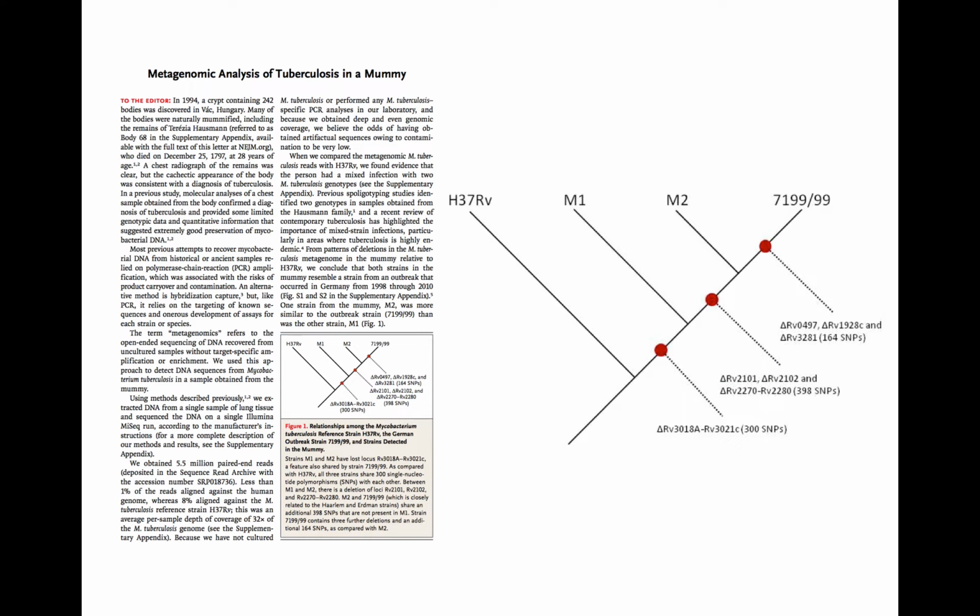So we wrote all that up. We got a paper in the letter in the New England Journal of Medicine. We drew our own little just so story tree showing how the type strain H37Rv, these mummy strains, and a lineage that was circulating in Germany at the time differed from each other. These deltas are the regions of the genome that got deleted at various stages in the evolution as time went on.